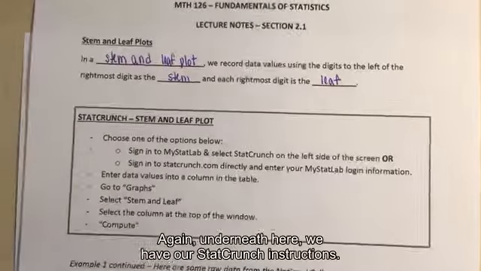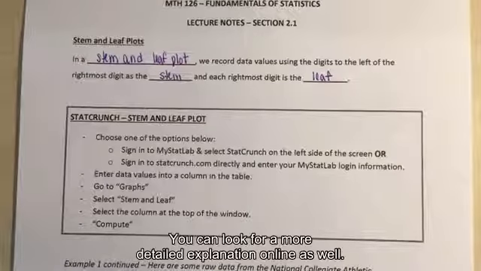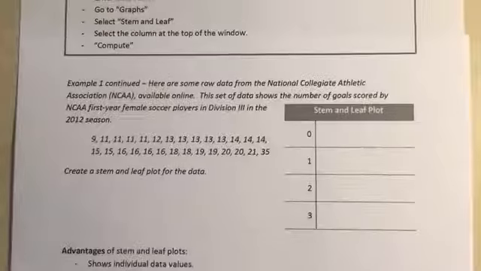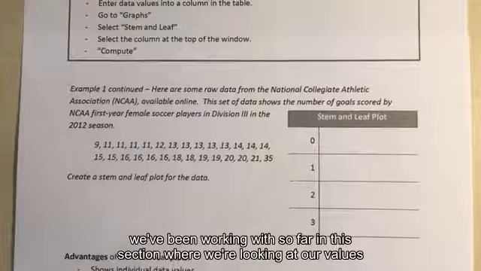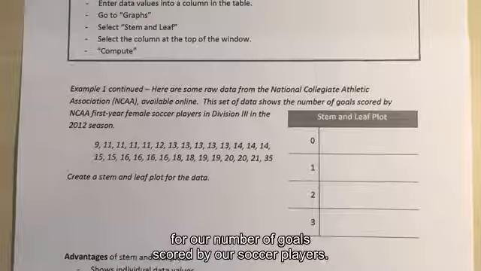Again, underneath here we have our StatCrunch instructions. You can look for a more detailed explanation online as well. We're going to keep going with this same example that we've been working with so far in this section, where we're looking at our values for the number of goals scored by our soccer players.